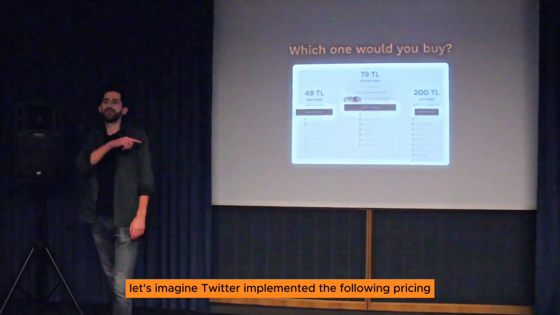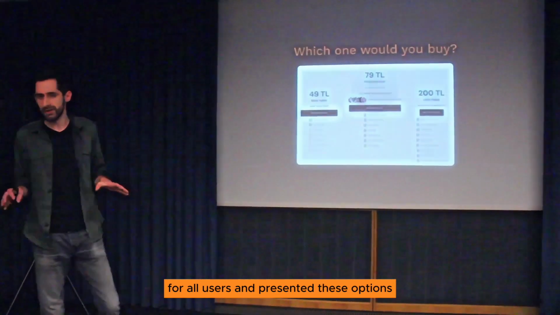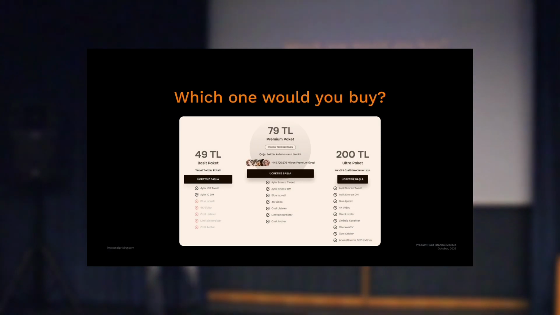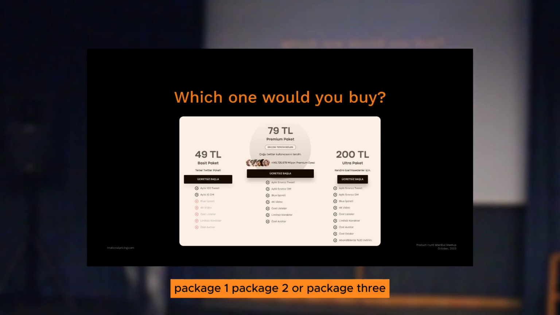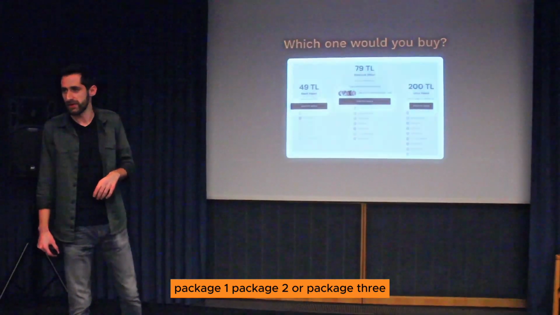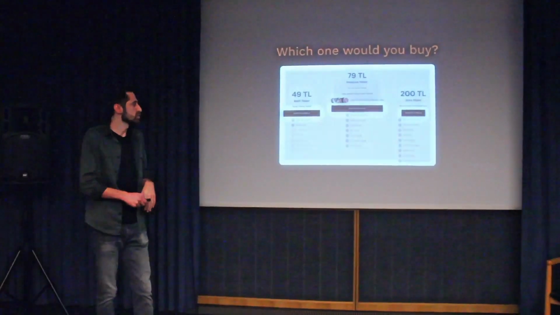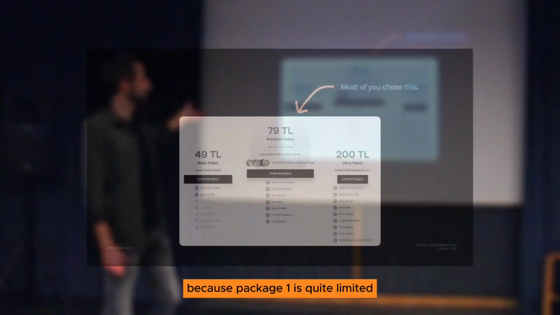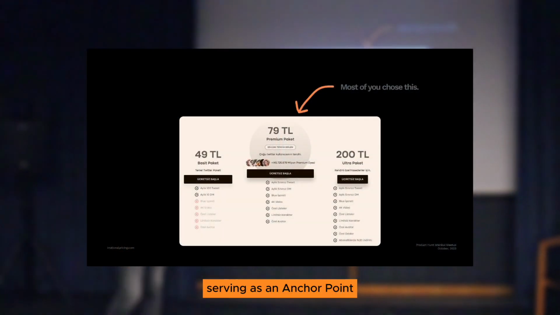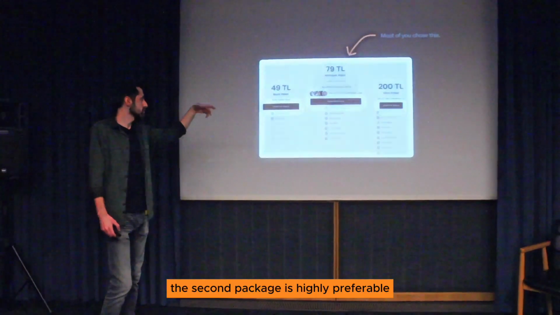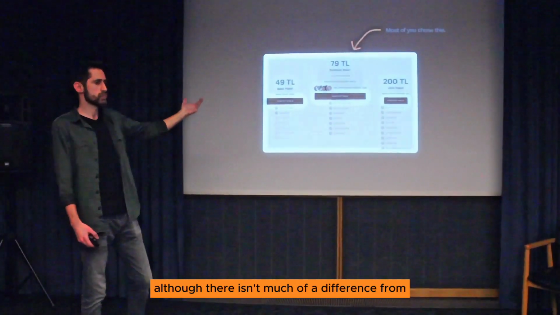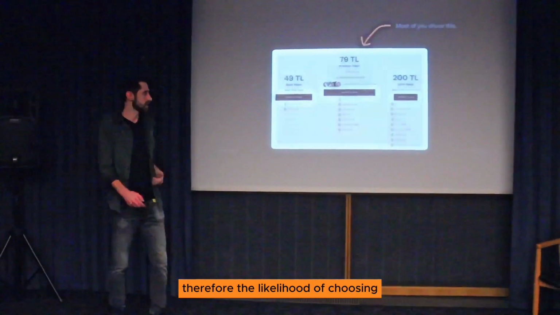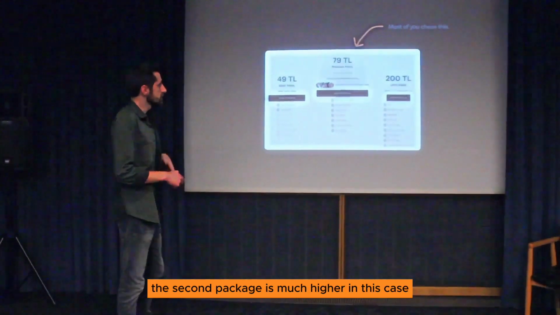Let's imagine Twitter implemented the following pricing for all users and presented these options. Which one would you prefer? Package 1, Package 2, or Package 3? In this scenario, Package 2 is the most ideal choice, because Package 1 is quite limited, serving as an anchor point. The second package is highly preferable, although there isn't much of a difference from the third package, to be honest. Therefore, the likelihood of choosing the second package is much higher in this case.